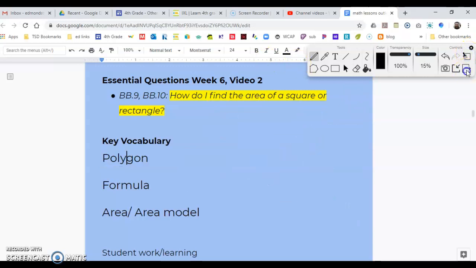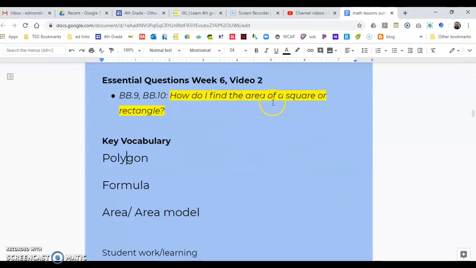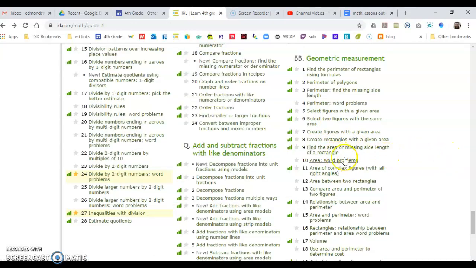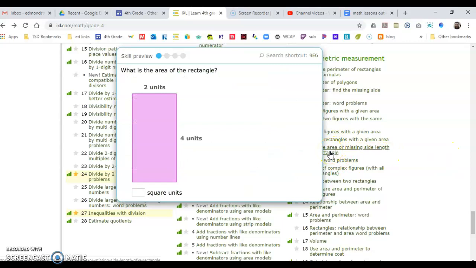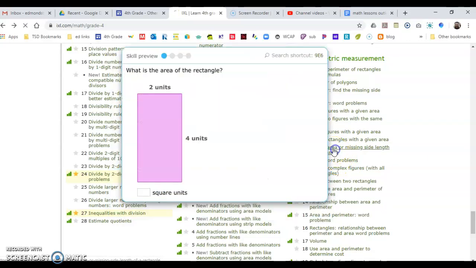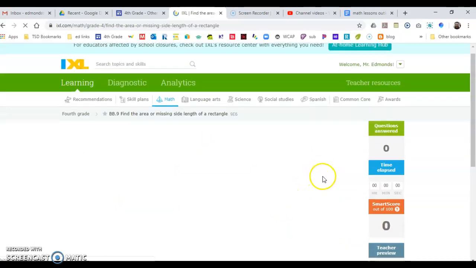Okay. So our central question, how do I find the area of a square or rectangle? So your new learning is on BB.9 and BB.10. 9 and 10 are pretty much the same level. 9 is just straight up problems, and then 10 is word problems. So we'll do a couple here.